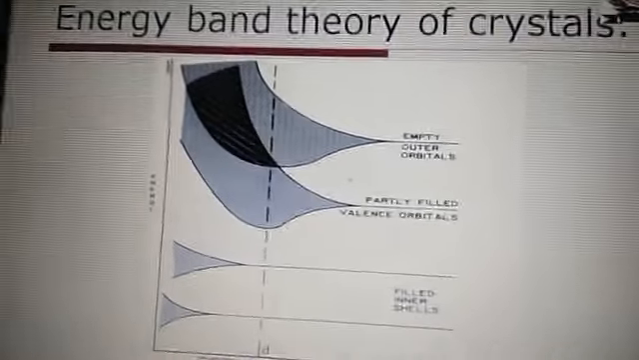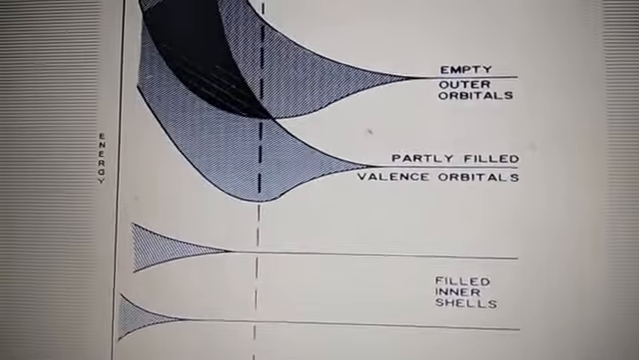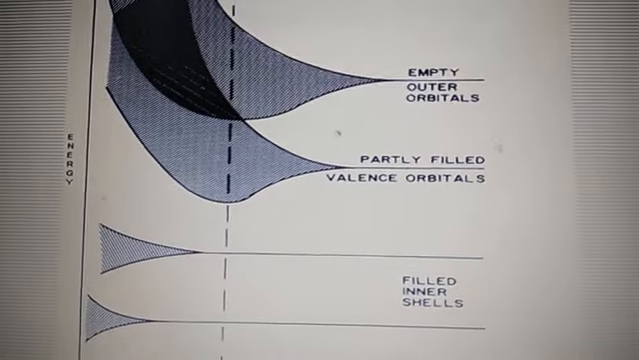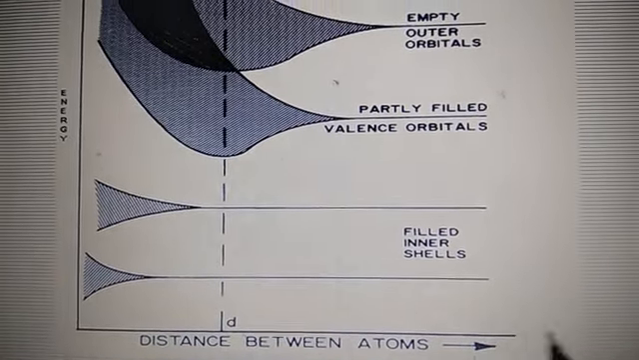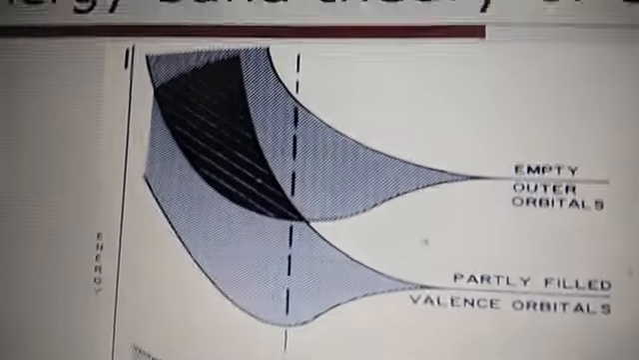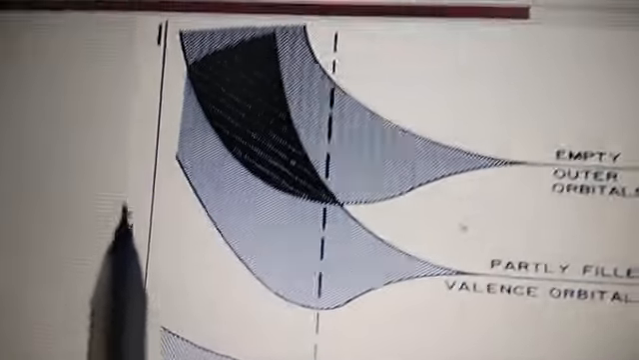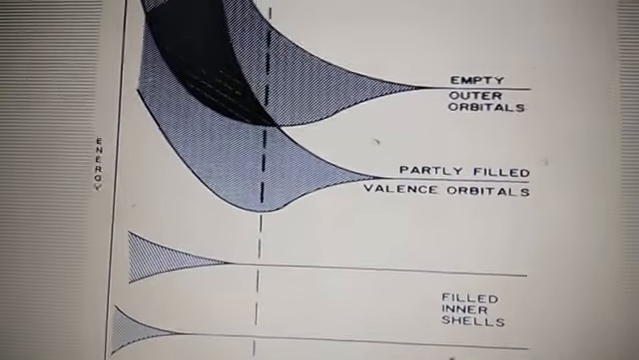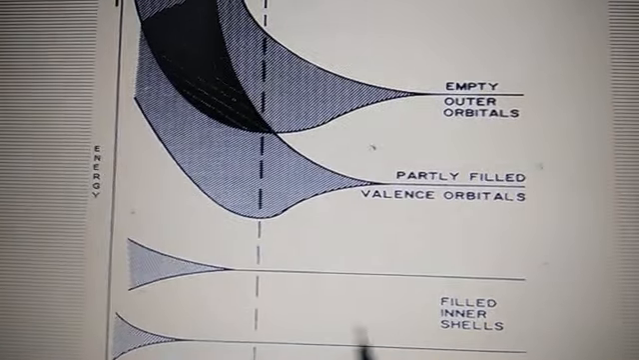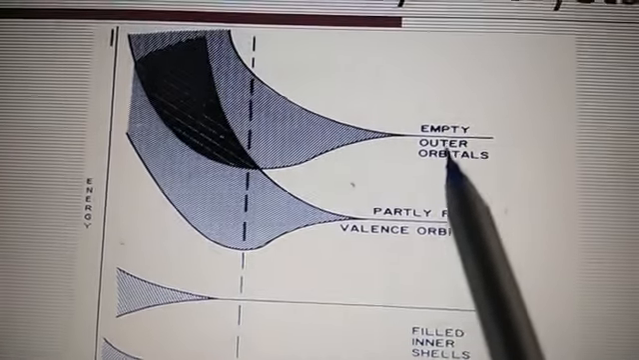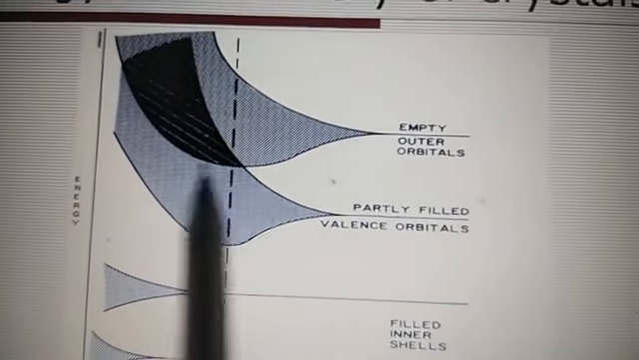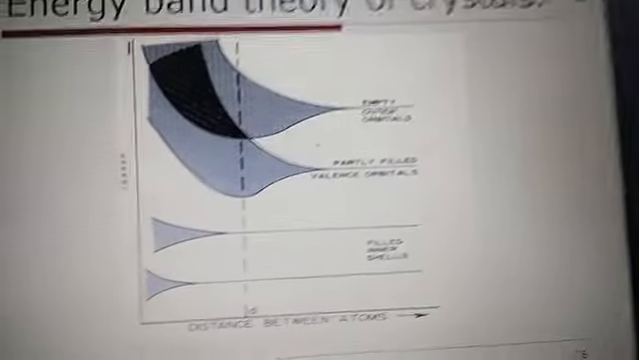And this is the energy band theory of the crystal. You can see closely here. These are the filled inner shells. This is the distance between the atoms, the horizontal axis, and this is the energy, the vertical axis. So these are the filled inner shells which are closely bound, the partially filled valence orbit, and the empty outer orbits. This is the empty outer orbit, this is the partially filled orbit, and this is the closely filled orbit.